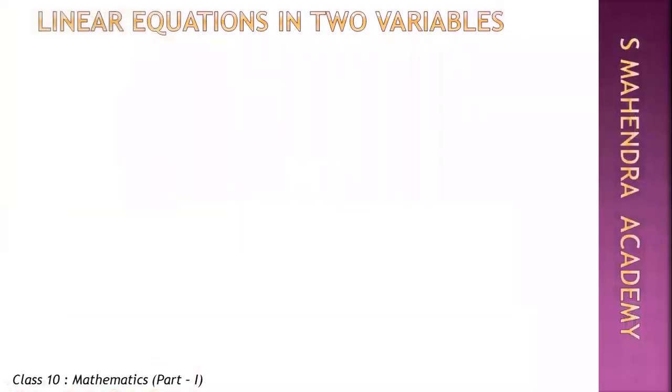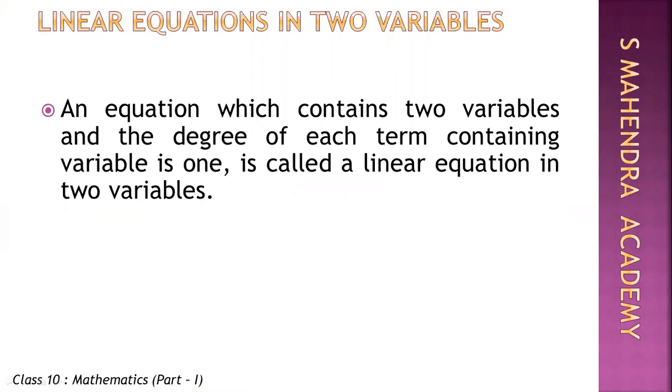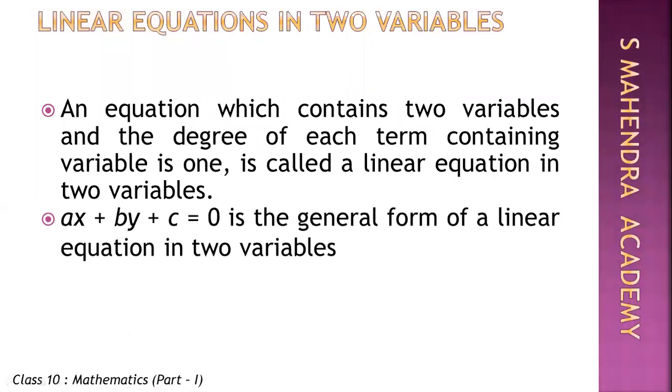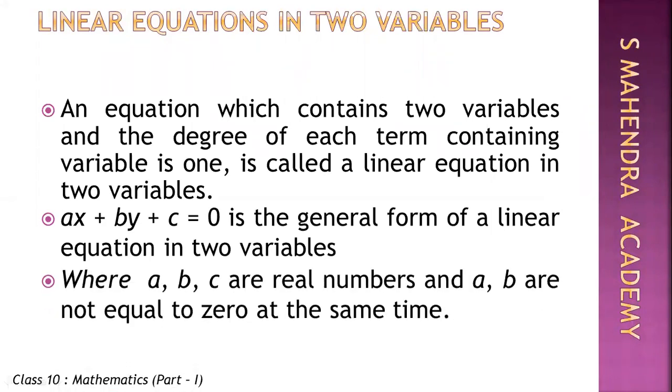In this session, we are going to study linear equations in two variables from Mathematics Part 1, Class 10. An equation which contains two variables and the degree of each term containing a variable is 1 is called a linear equation in two variables. ax + by + c = 0 is the general form of a linear equation in two variables, where a, b, and c are real numbers and a and b are not equal to 0 at the same time.